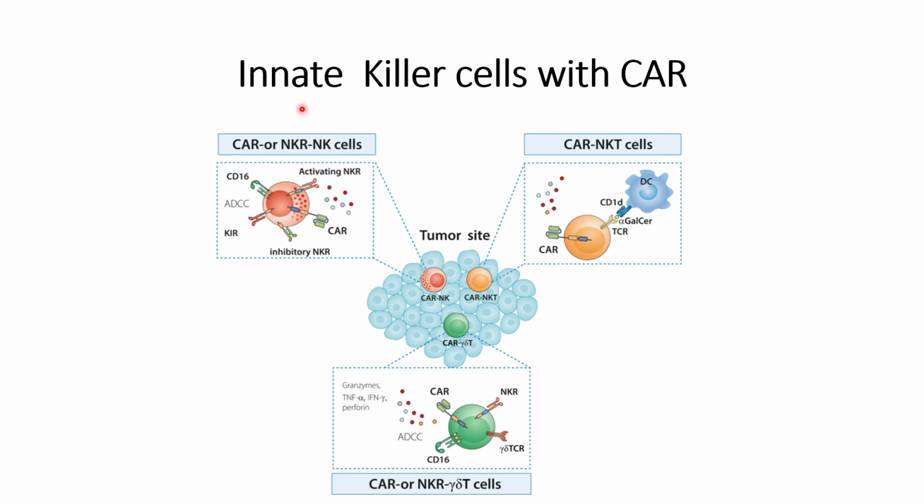In this video, we will discuss innate killer cells with CAR, and how they can be used to kill tumor cells. Innate killer cells are immune cells found within the tumor site. They could be natural killer cells with a CAR construct, NK92 cells or NK receptor cells, and the CAR can also be introduced into other immune cells, that is gamma delta T cells or T cells.